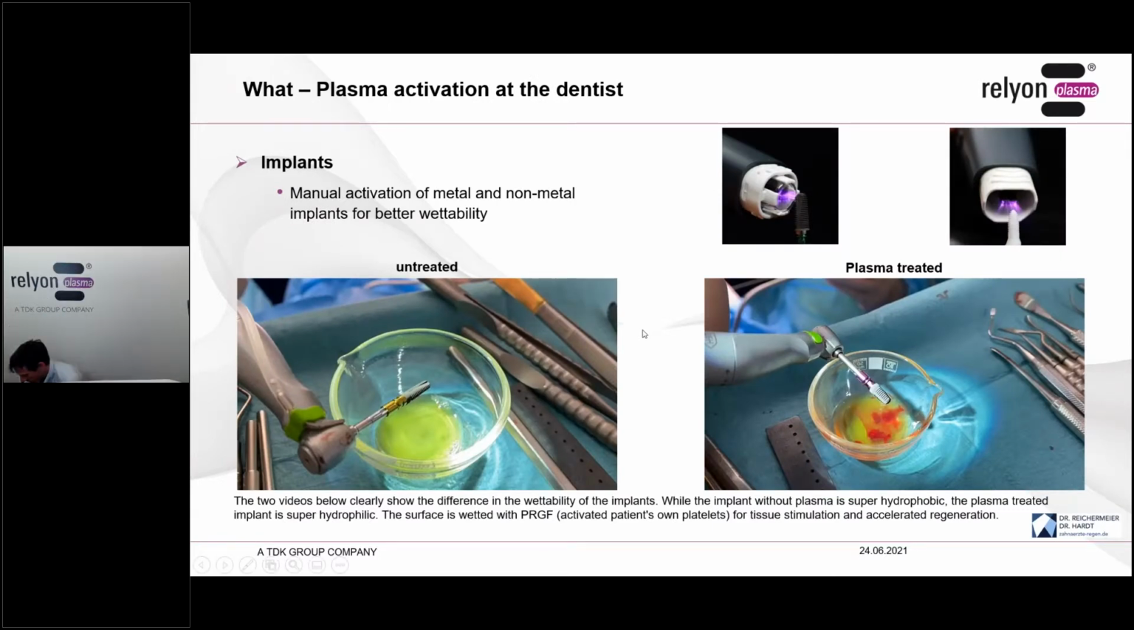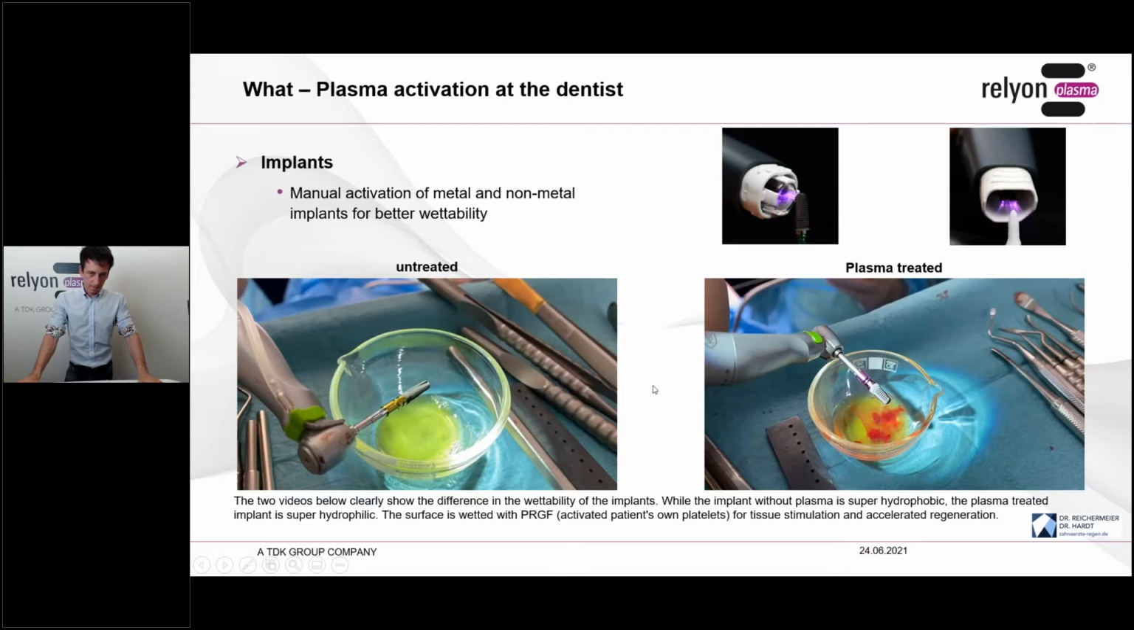Then I will just demonstrate some further use cases which we have seen from the colleagues today in the morning, from Dr. Schweiger and others, who are already using our plasma devices in their daily work. On the right, you see images of plasma application with the Piezo on titanium implants or on zirconia implants with the open nozzle.